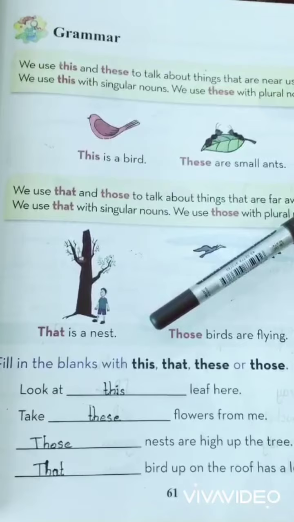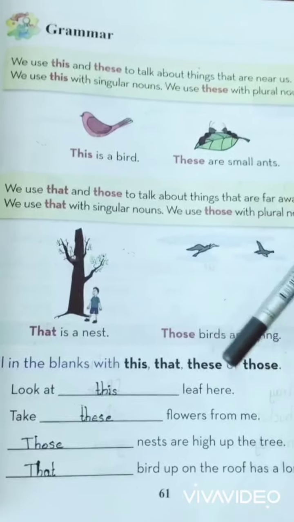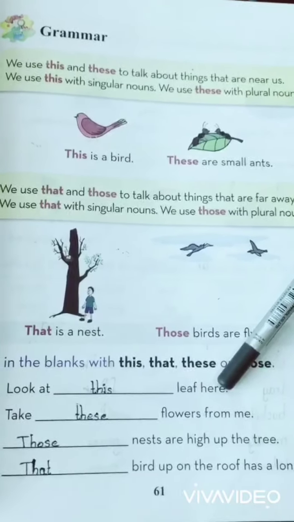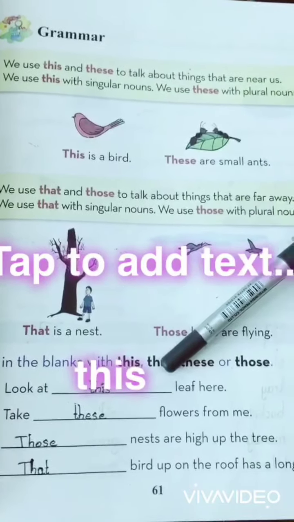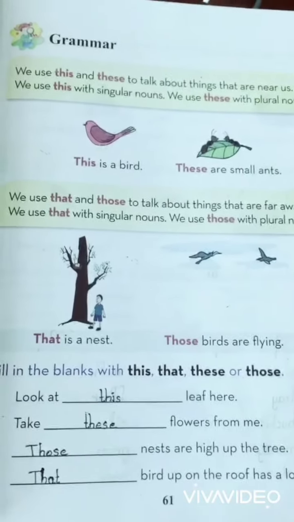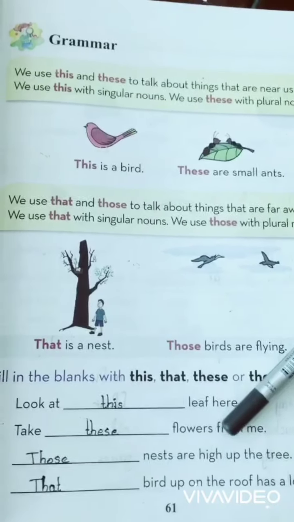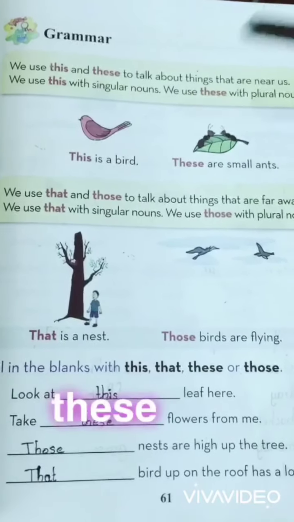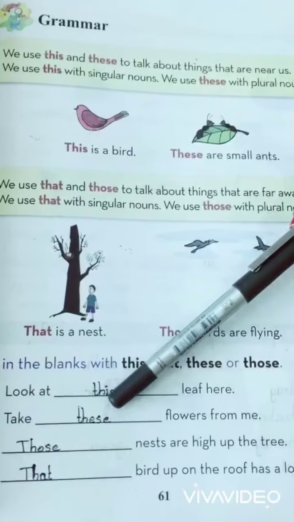So now it's time to fill in the blanks with this, that, these or those. Look at dash flower here. We are talking about here. So that means that it is near to us. So we will write here this. Take dash flowers from me. Take away. So that means take these flowers from me. Because we are saying flowers, we will write here these.